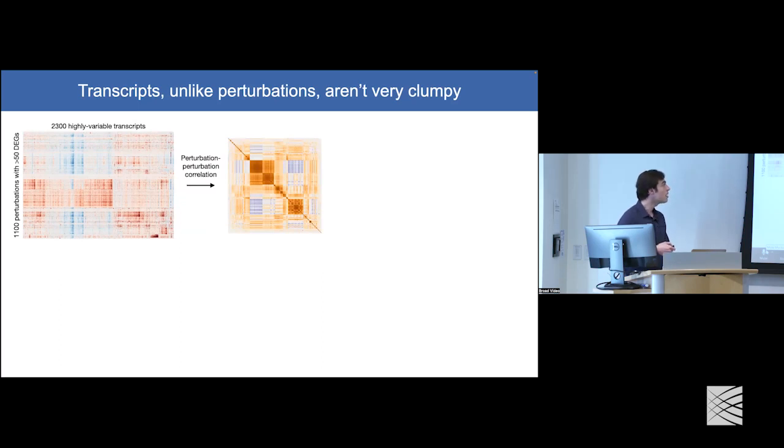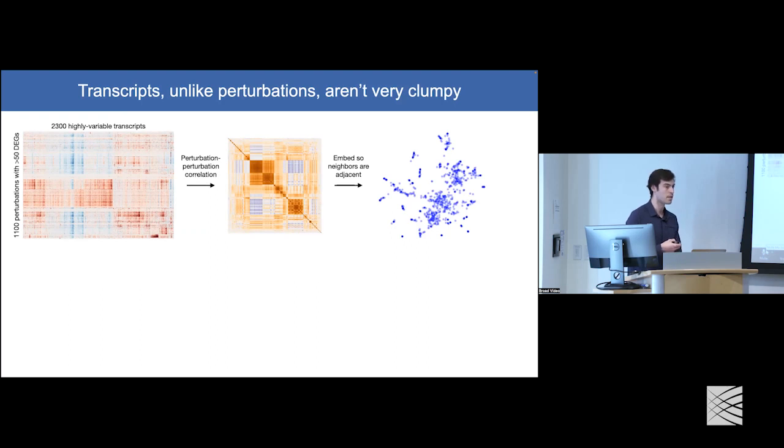So I'm going to compare that to perturbation, because they're the same analysis on basically the transpose of the matrix. If you take the perturbation correlation and make a cluster map, you can see this incredible amount of clustering along the diagonal. And if you embed it so that the neighbors are adjacent, you can see very distinct clumps of perturbations that cause very similar transcriptional responses, and so have very high levels of inter-cluster correlation relative to the intra-cluster correlation.